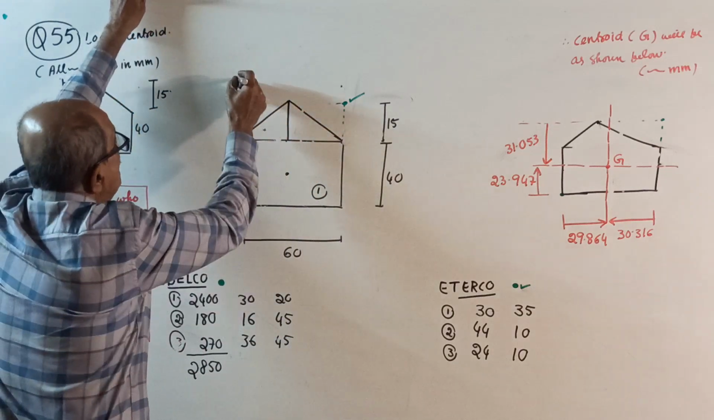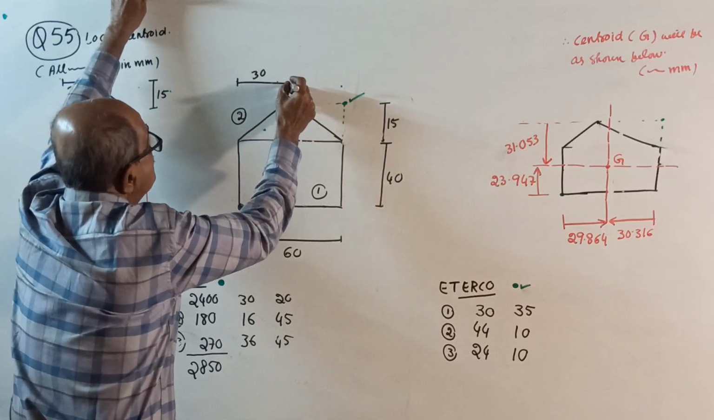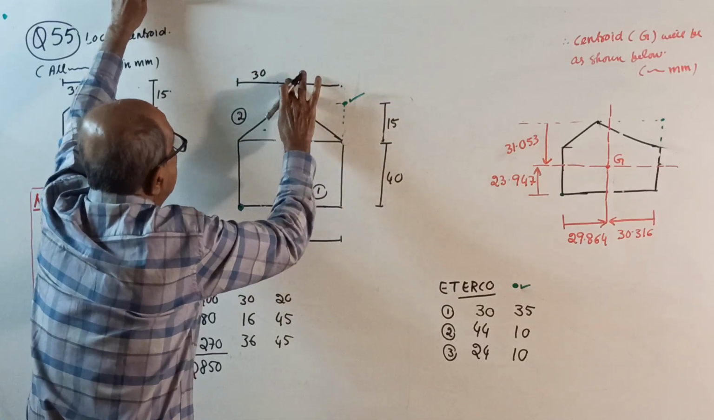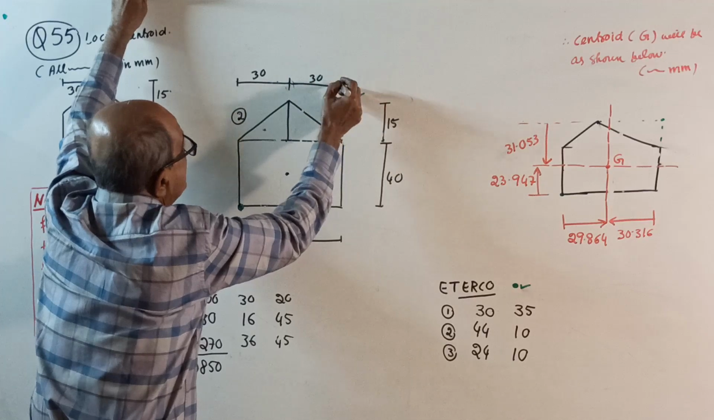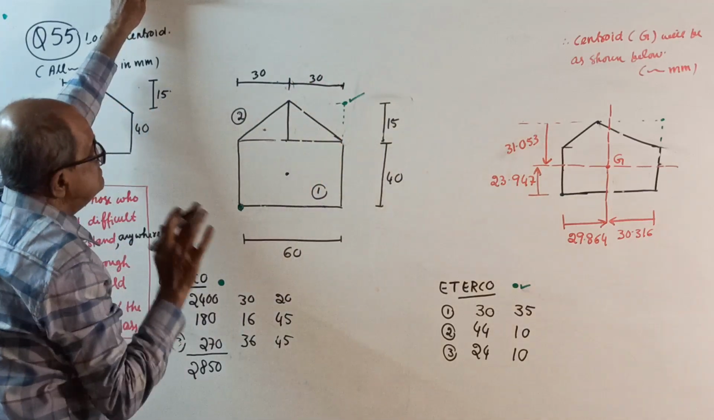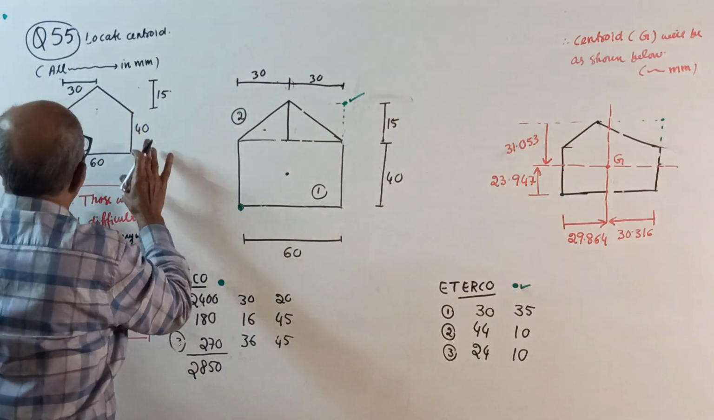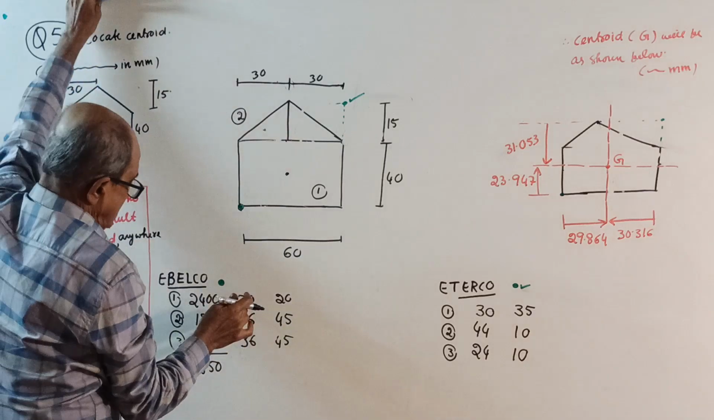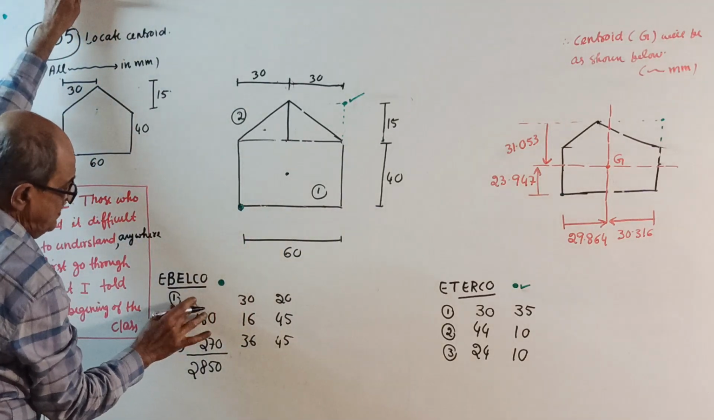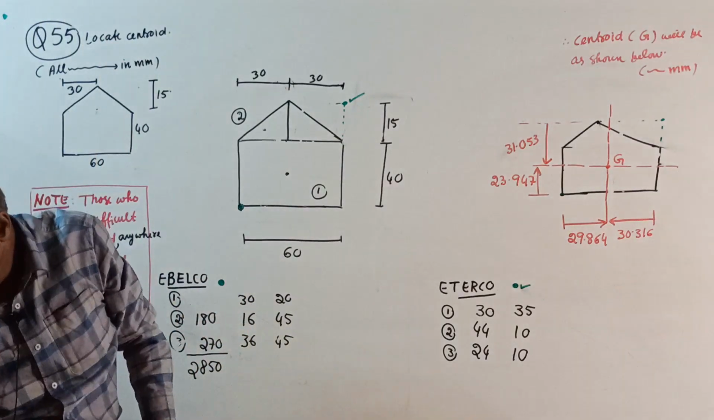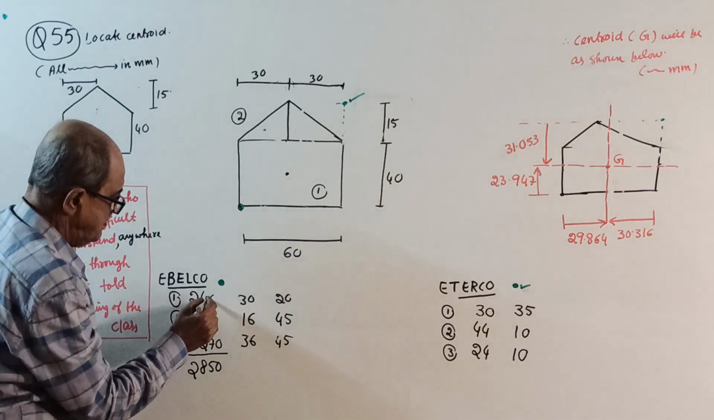Good. See now, this is 30, this also 30, and this also 30. Two questions at a time I have solved. 30, 30. Now this is 15. Don't look at other things. 60, 40, same, 30. Now the area will change. 1, 2, 3 remain the same. This will remain the same. How much is it? Okay, I got the table there. Area is 2400.